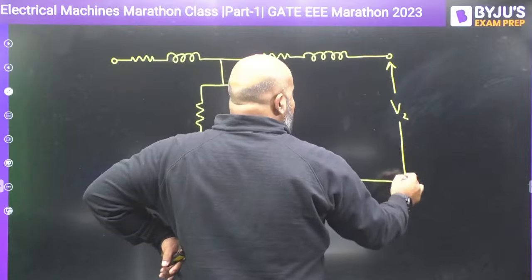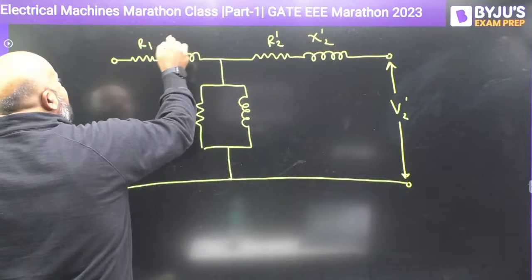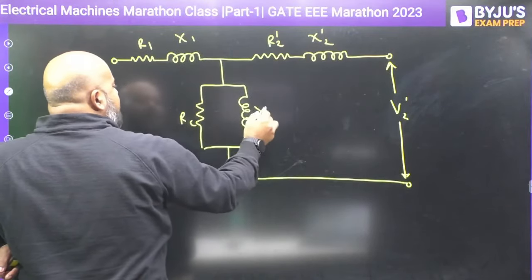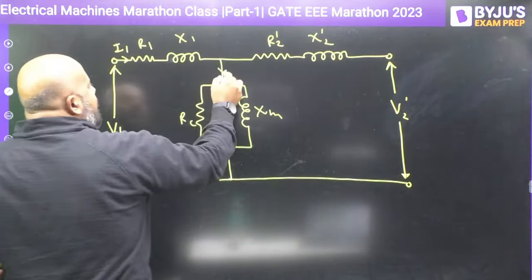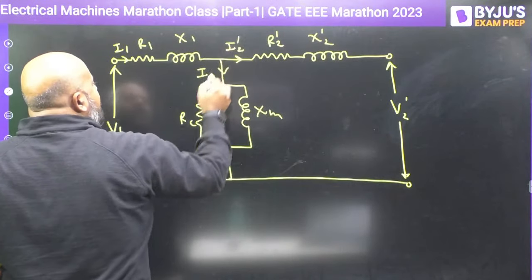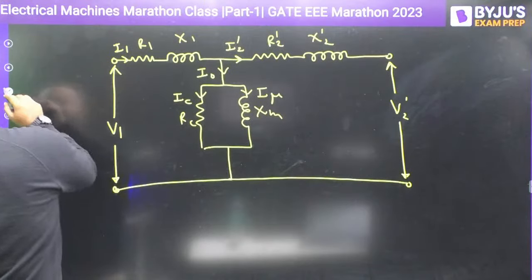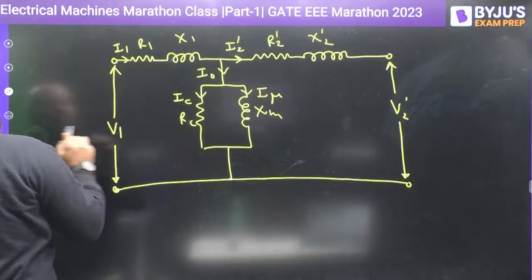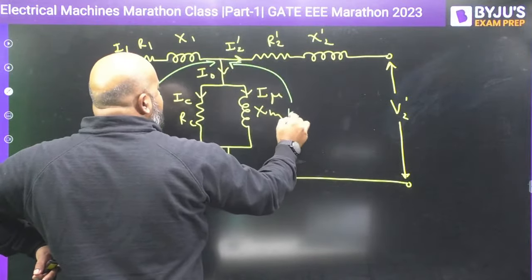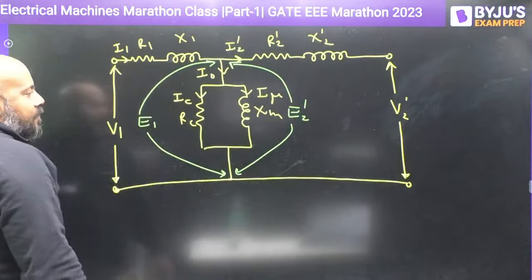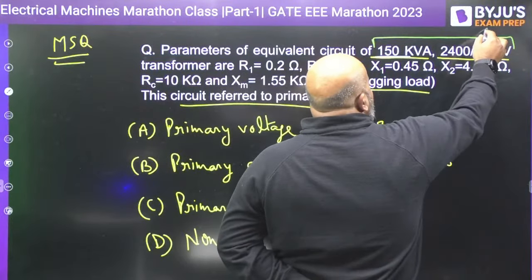This is V2 dash. This is R2 dash, this is X2 dash, this is R1, this is X1, this is RC, this is XM, this is V1, this is I1, this is I0, this is I2 dash, this is IC the core loss component, this is the magnetizing component. And you have E1, the EMF induced in the primary side, and E2 dash, the EMF induced in the secondary side, referred to the primary. The first thing you have to understand is, when the rating of the transformer is given like this, what is this 240 volts?